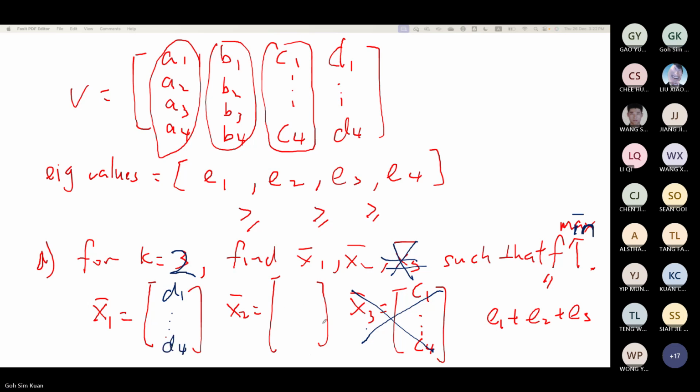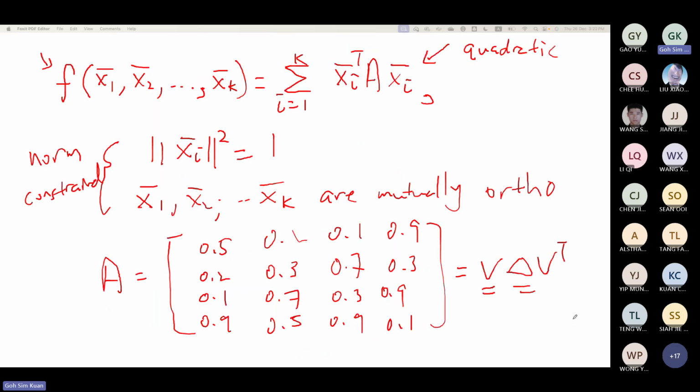How about x2 bar? C1 to C4. Right, great. How about the objective function value f? Great. So you are able to see how powerful this eigen decomposition is when it comes to optimizing a quadratic function with a non-constant. After eigen decomposition, we have our solution directly available from the eigenvectors and eigenvalues.